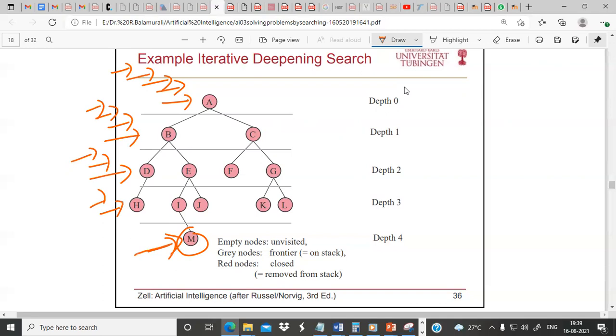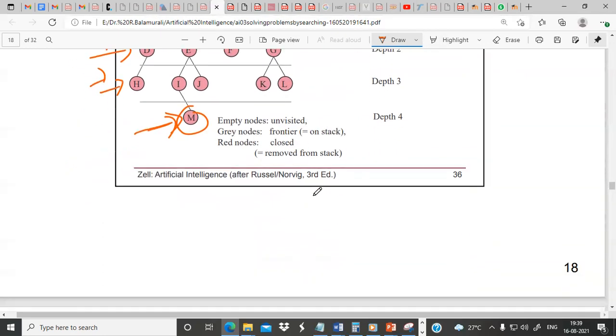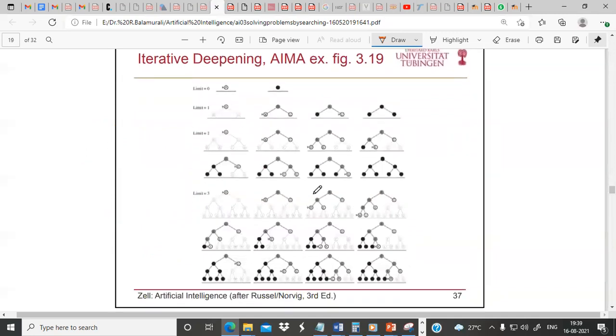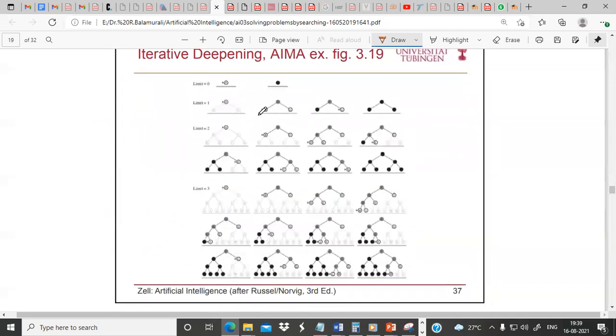So the point is, as the depth is extended, the nodes in the previous levels have to be checked once again. But this is not a serious problem. The reason is, we'll discuss this with an example. So this is the overview of the algorithm.